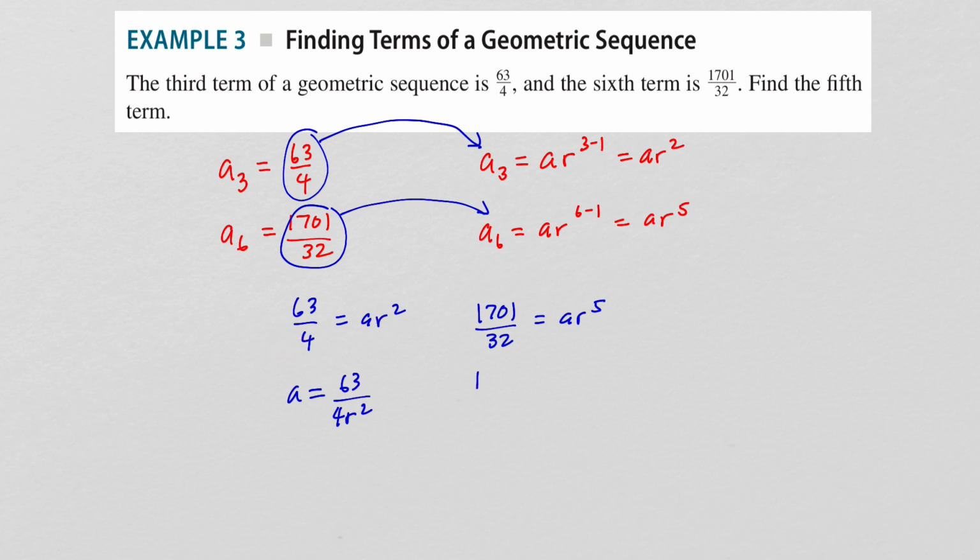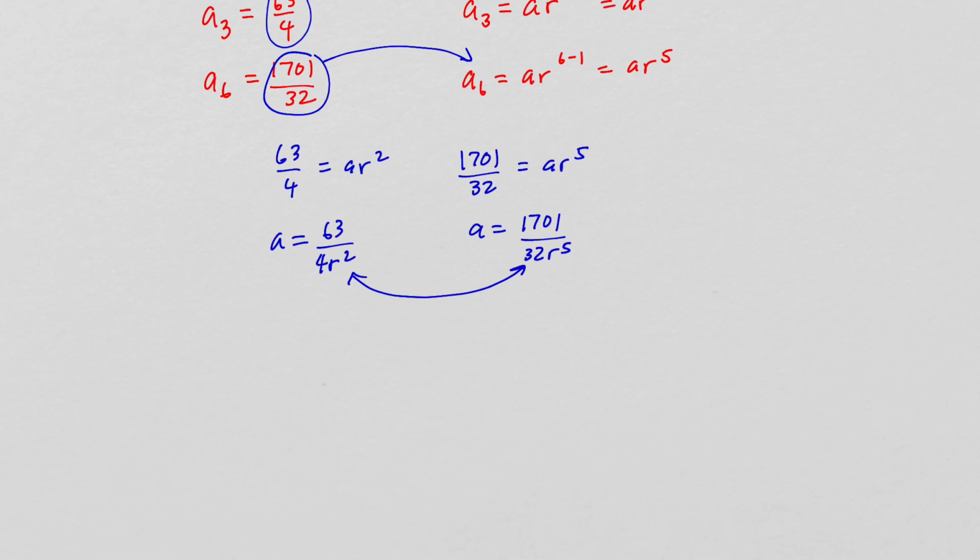And then here, a will be 1,701 divided by 32r to the fifth. And then these have to be equal to each other because they both represent a, the first term. So 63 divided by 4r squared must be equal to 1,701 divided by 32r to the fifth. And now what we can do is we can multiply both sides by 32r to the fifth.